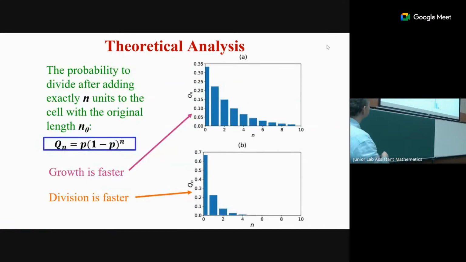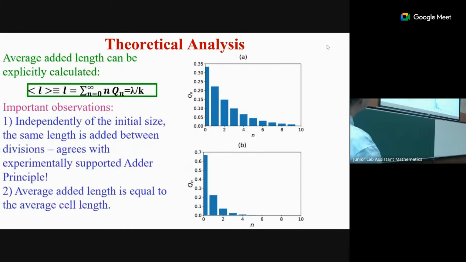For example, this is the probability to divide after adding exactly n units. Okay, if you start originally from length 0, and these are two possible graphs of the same function, where here the growth is faster, and here the division is faster. Again, this expression is physically obvious, right? So there was no division on n events. On event n plus 1, there is a division.